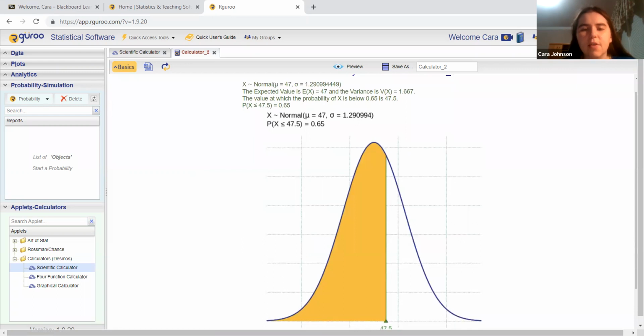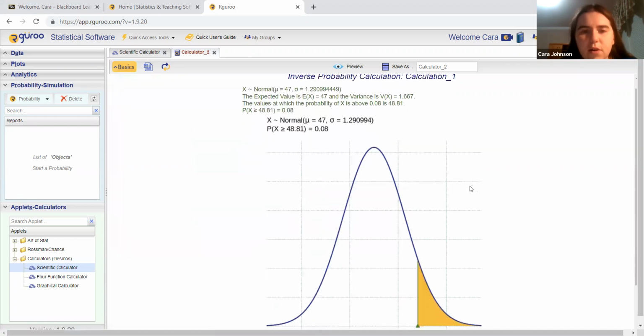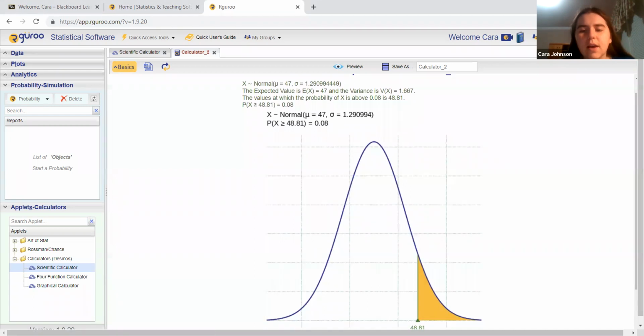The next question asks me the minimum sample mean age in the top 8% of the sample means. That means that I have 8% above my data value. So I'm going to have an upper tail of 0.08. That gets me 48.81.